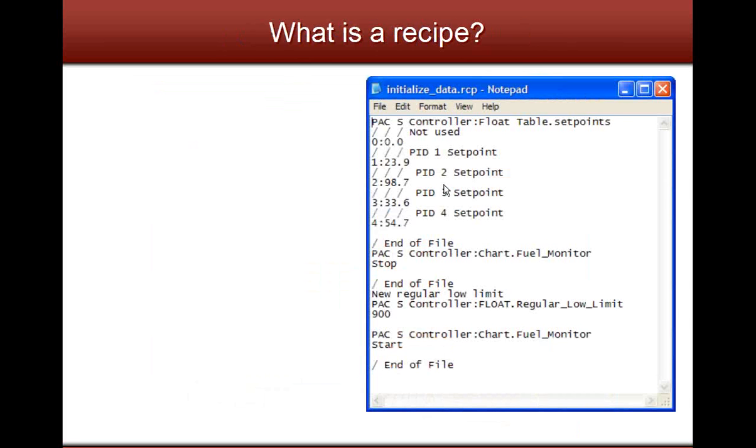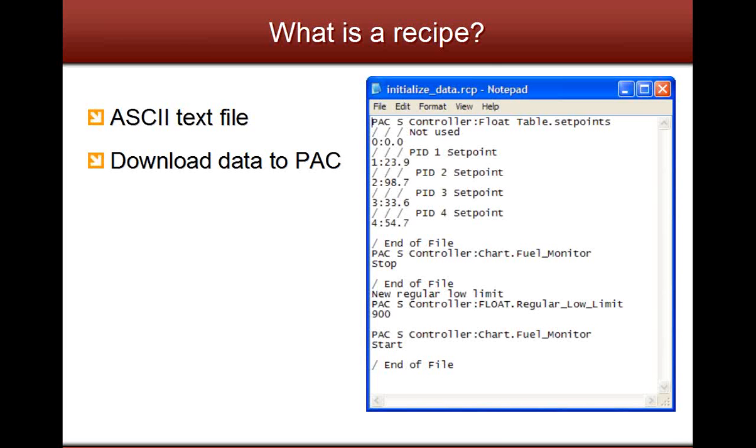I guess the first question that we should address is what exactly is a recipe? And that would be a good question. Essentially, it's just an ASCII text file, like the one shown here on the right-hand side of your screen. Again, if that's covered up on your presentation, you can click on that orange arrow, and that'll scoot that control panel over so you can see the full screen. Now, a recipe can be used to download data to a SNAP PAC control engine, like a PAC-S or a PAC-R controller. And additionally, they can even issue chart control instructions.